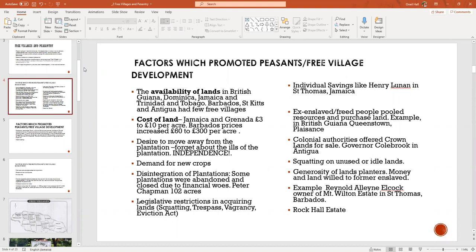So one, you're going to put in place the Squatting Act and the Trespass Act. You can't go and trespass on anybody's land. Squatting means you can't settle on the land. Trespass means you can't go on people's land. The Vagrancy Act means that you can't live on the roadside or in the towns. You can't be vagrant and be idle. Eviction Act: if you squat, we can evict you.